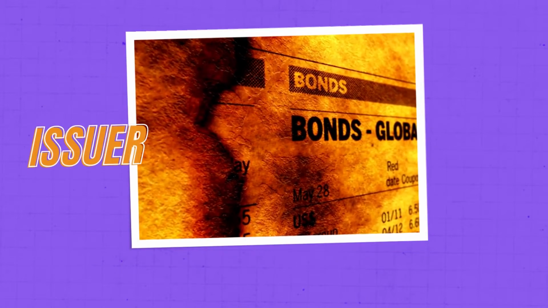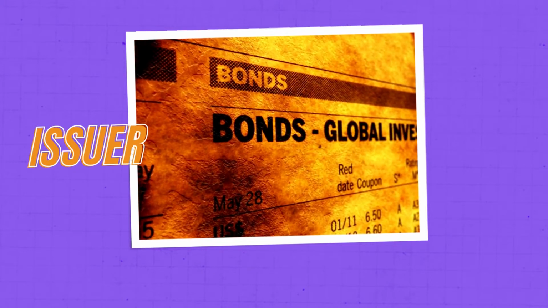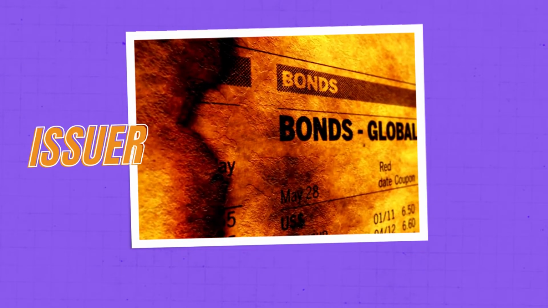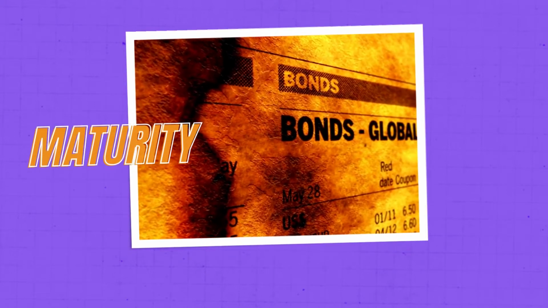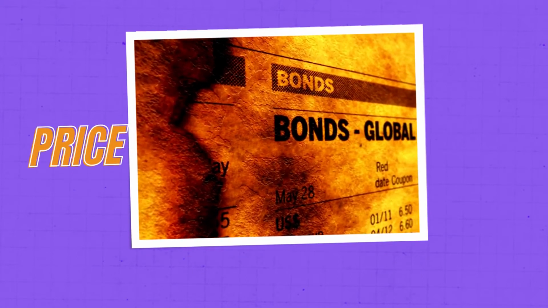Issuer. This is the organization that initially sells the bond, and it is them that will repay the bond. As mentioned in one of the previous points, bonds can be resold by the bondholders, but the issuer always remains the same. Maturity. This is the day when the bond will be repaid by the issuer. Price. This is the price at which bonds are selling.